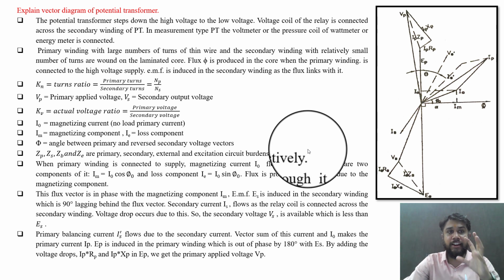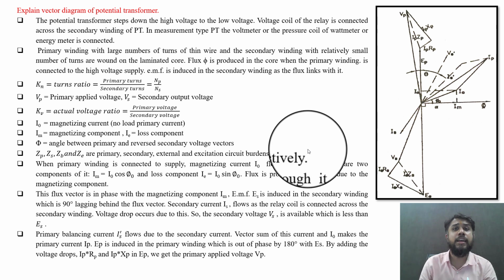Explain the vector diagram for a potential transformer. The potential transformer is generally a step down transformer that we have already seen. It steps down the high voltage to the low voltage. The voltage coil of the relay is connected across the secondary winding of the PT.